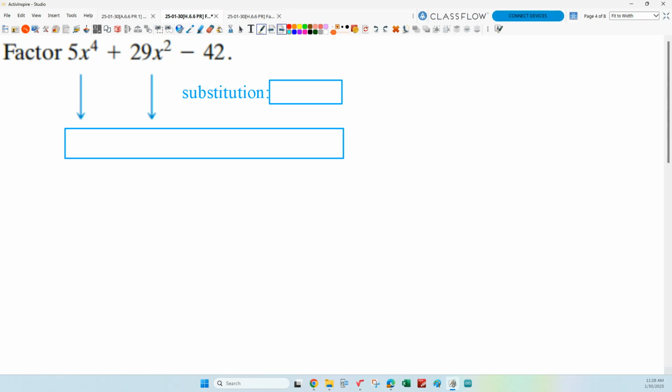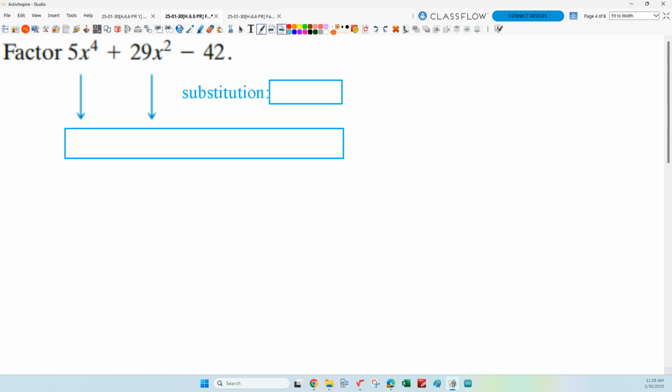So, okay, so we want to substitute something for x squared. We need a different variable though, right? I couldn't use x for x squared. That wouldn't make sense, right? I have to pick a different variable than x, so like y or something, right? Yeah, did everybody get that?